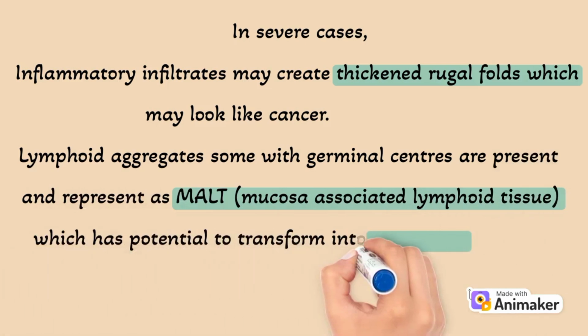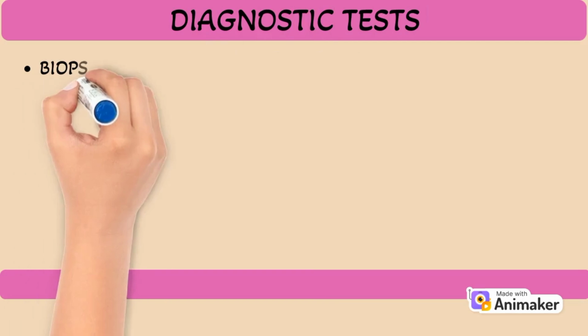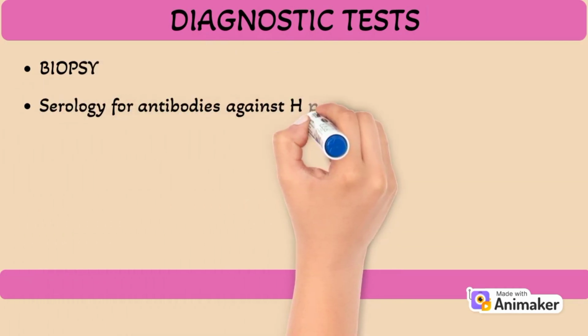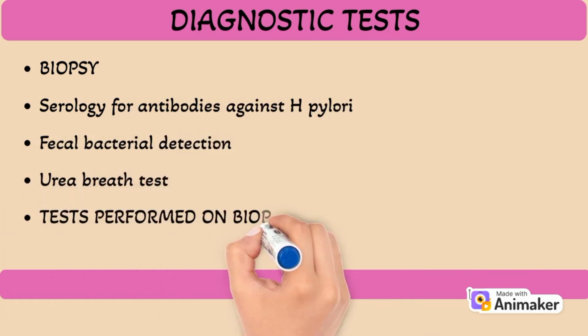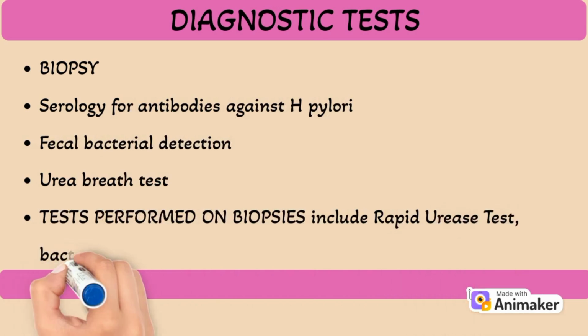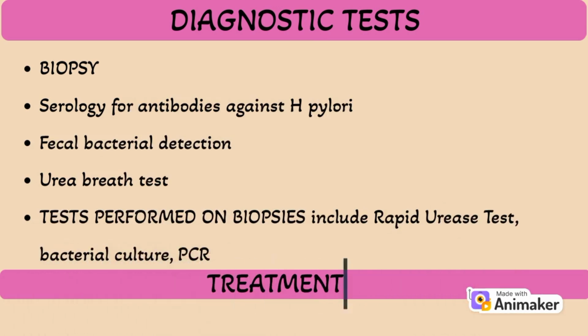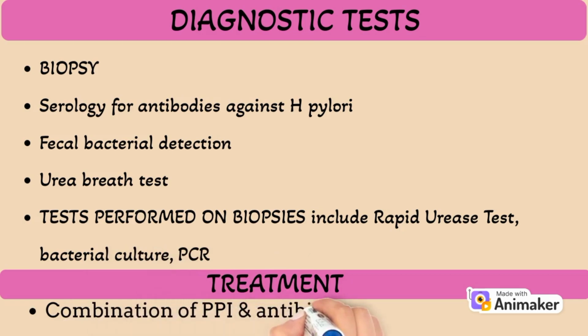Diagnostic tests: biopsy, serology for antibodies for H. pylori, fecal bacterial detection, urea breath test. Tests performed on biopsies include rapid urease test, bacterial culture, PCR. Treatment: combination of PPI and antibiotics.